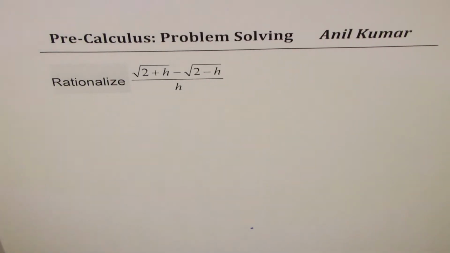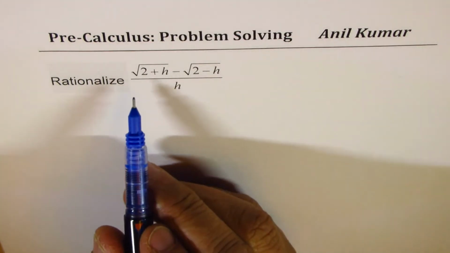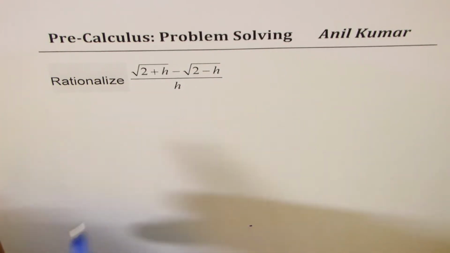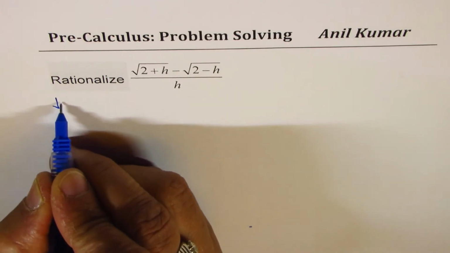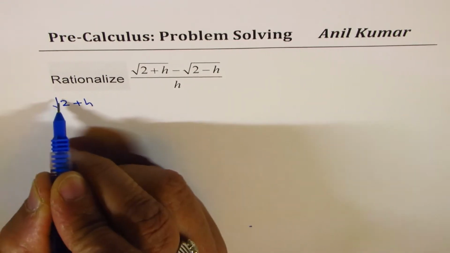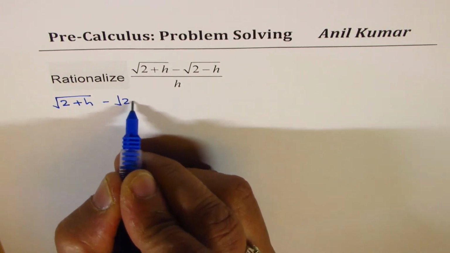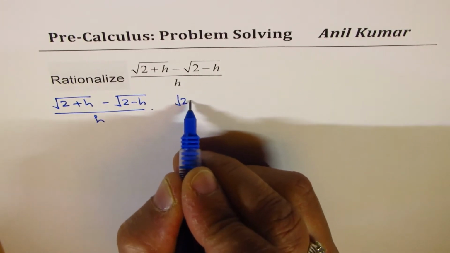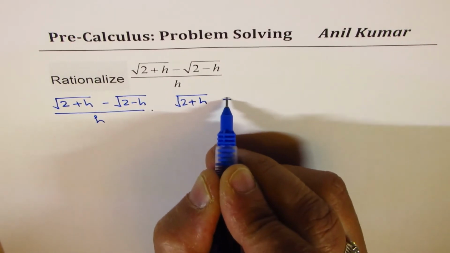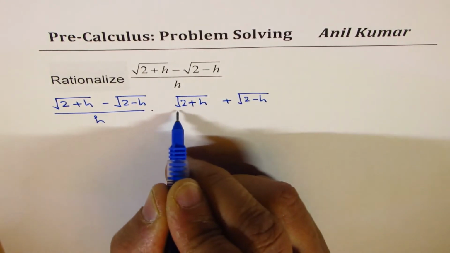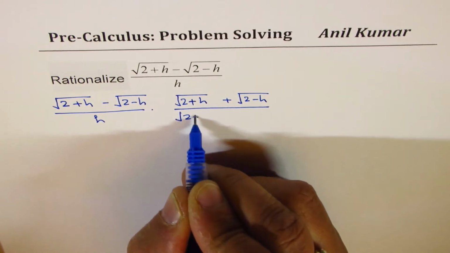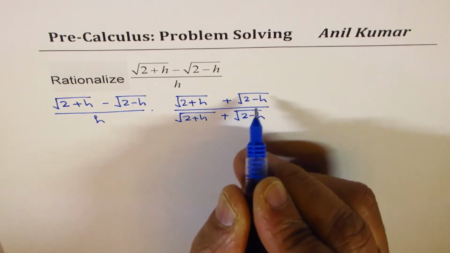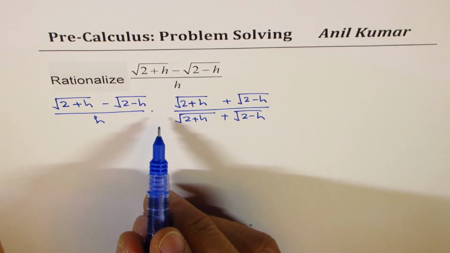Now, let us rationalize the expression square root of 2 plus h minus square root of 2 minus h divided by h. So what should be the first step? We have to multiply and divide by its conjugate, right? That is the first step. So this is the given expression. Let's multiply and divide by its conjugate, which is square root of 2 plus h plus square root of 2 minus h, divided by the same thing, right? So that is as good as multiplying by 1. So we are necessarily not changing the expression at all, correct?